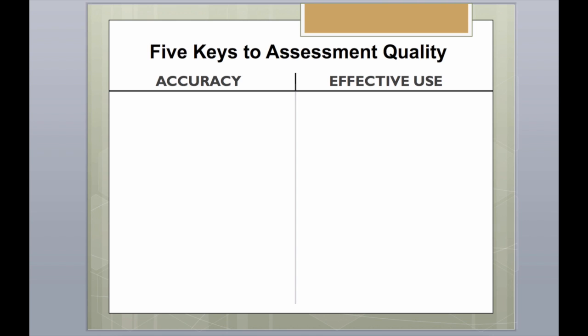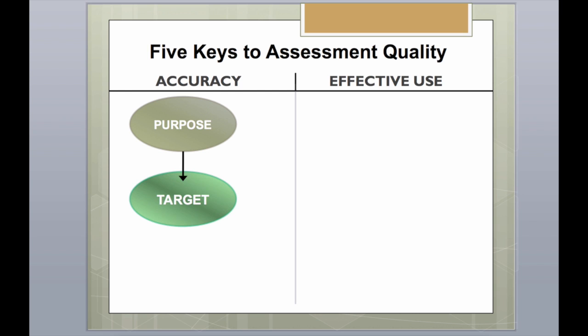Let's look at assessment literacy. Assessment literacy can really be captured by 5 keys to assessment quality: the accuracy part and the effective use part. So the first key to assessment quality is clear purpose, and that is, do we know who's going to use the information and how will they use it? And if all we do with an assessment is grade, then if that's all we know how to do, then we are missing one half of the clear purpose key to quality, and that is, there are things we can do with assessment besides grade.